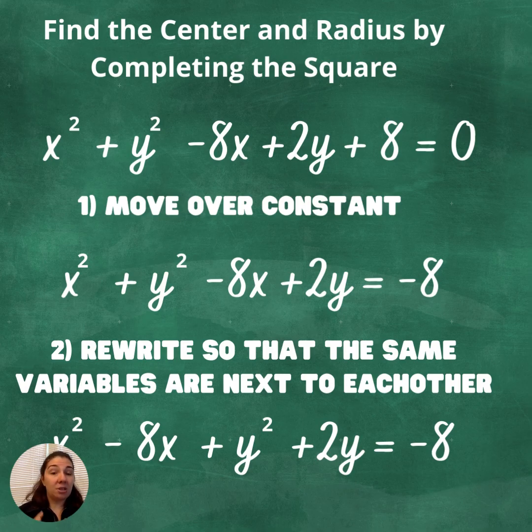And the y squared is positive. So you still want to keep those signs. You just want to move the location. So we're going to have x squared minus 8x plus y squared plus 2y equals -8.